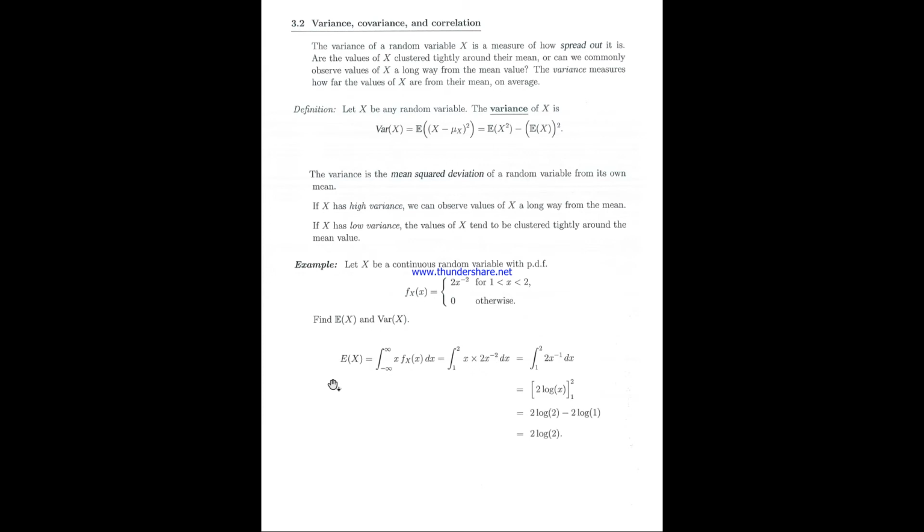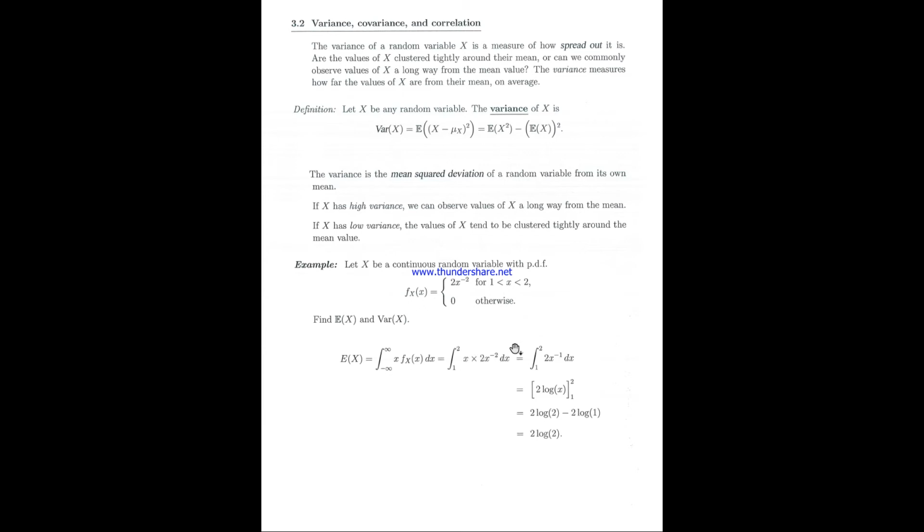So if we are supposed to calculate the variance, we know first we have to calculate the expectation, since we have expectation here to substitute. So we'll start with the expected value. You have to take the function, multiply that with the random variable and integrate in its full range. So I'll take x as my random variable. The function is 2 times x to the power minus 2. Since x is only between 1 and 2, I have to integrate it from 1 to 2.